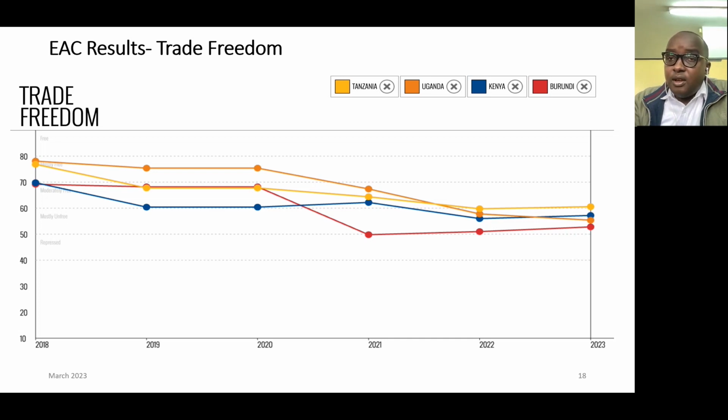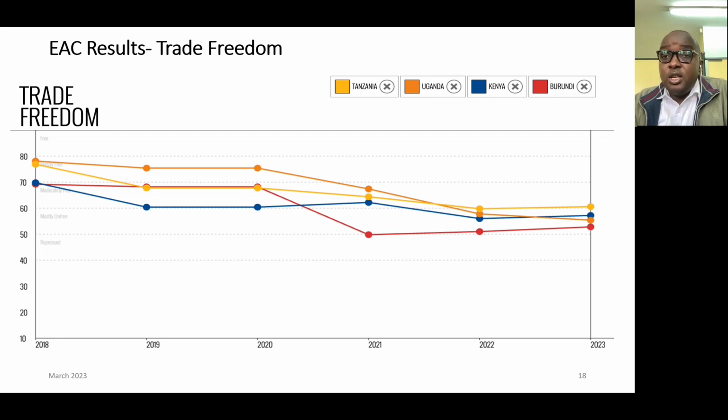And then obviously the trade freedom evaluates two things. One is the tariff barriers, and then obviously the non-tariff barriers. If you look at the EAC, most of them are considered moderately free, with the exception of Burundi and Uganda, which are considered mostly unfree.